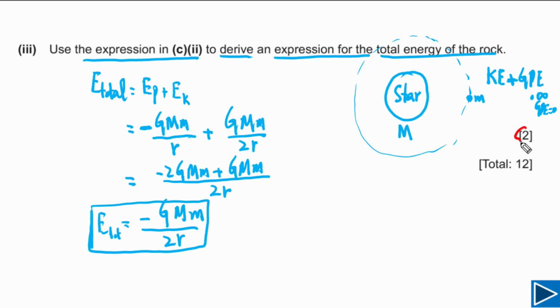This question has 2 marks. The first mark you will get if you have written total energy is equal to EP plus EK, meaning equal to GPE and kinetic energy. You will get the first mark, and this is the C mark. And the second mark is the answer mark. If you got the right answer, you will get the second mark. This is how marks will be awarded for this part.